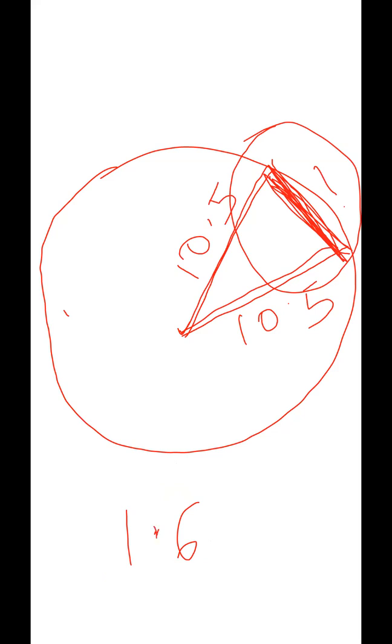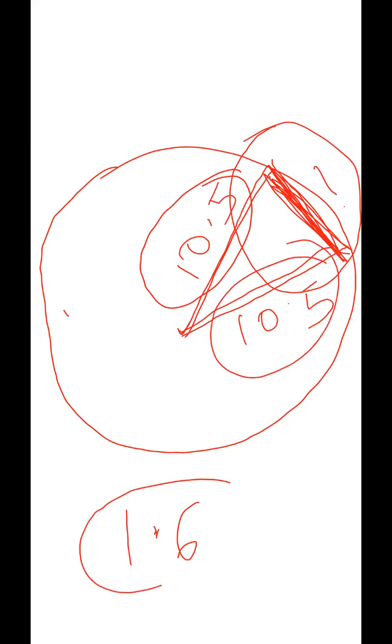Let's say this is 1.6. So the first side is 10.5, the second side is 10.5, and the third side is 1.6. Okay, these are your three sides.